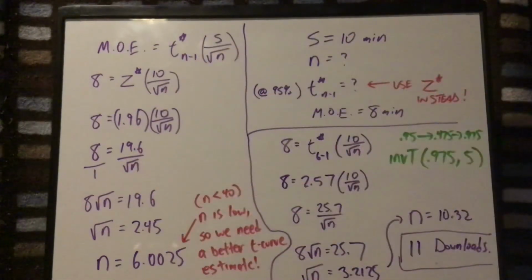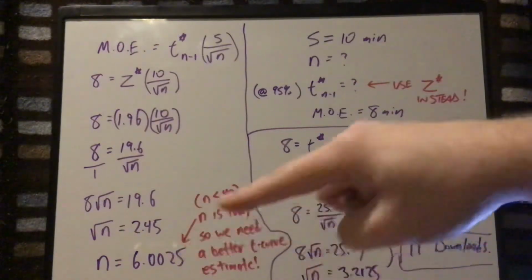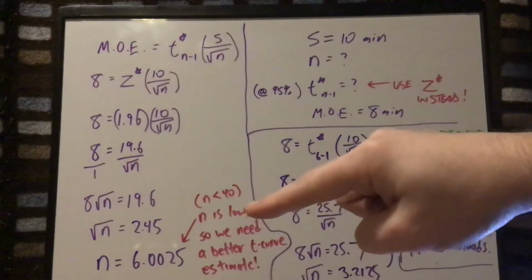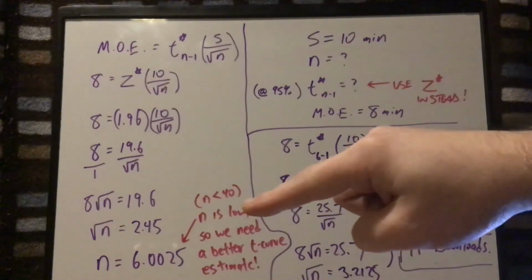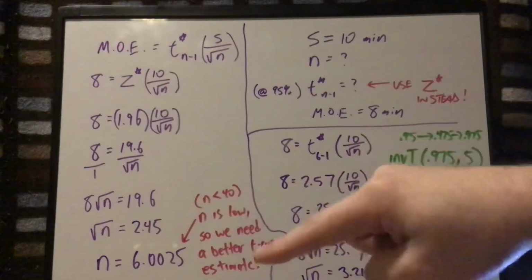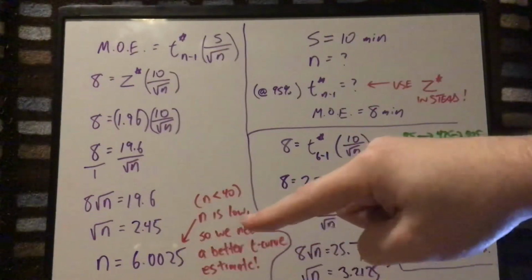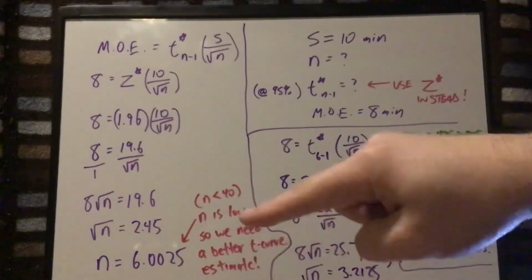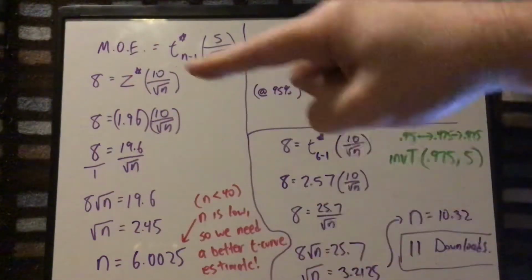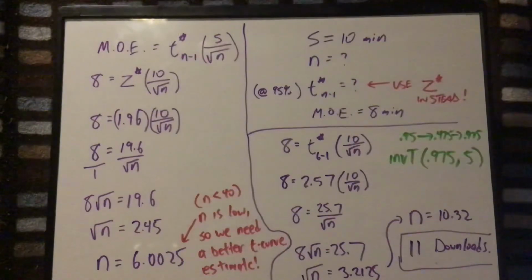All right. Now, the problem for me is that's not what happened. This isn't bigger than 40. Since it's less than 40, it's low. And what that means is the t-curve is different enough from the normal curve that the estimate isn't all that great. We need a better estimate. So this says it's low. We need a better t-curve estimate than what the z-score gave us. So here's how we make the better estimate.